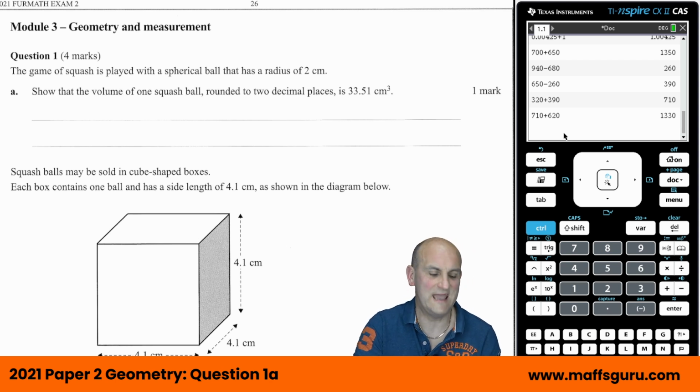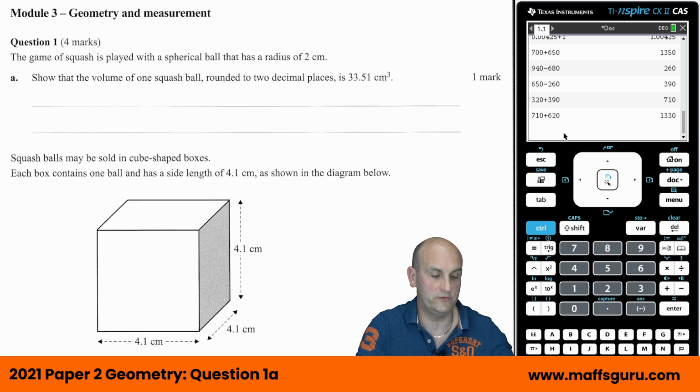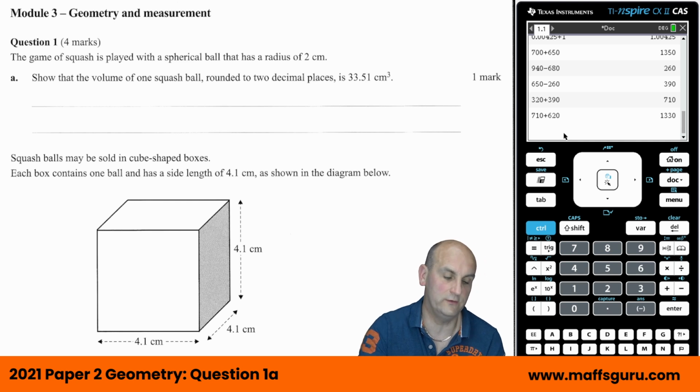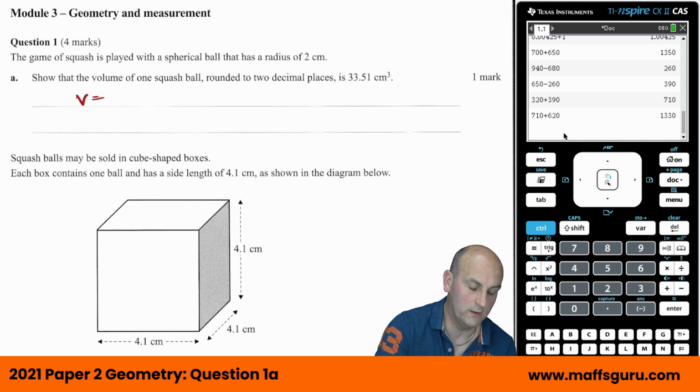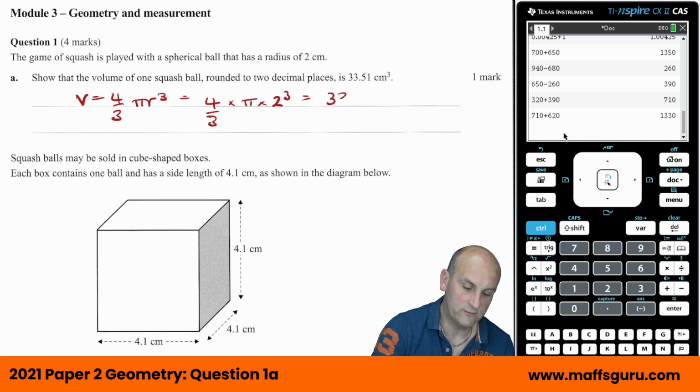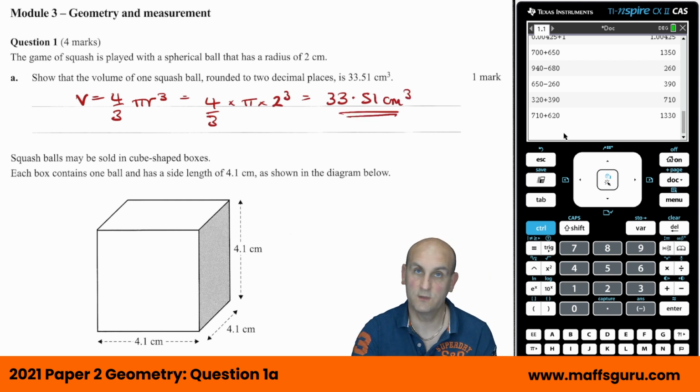All right. Geometry and measurement. The game of squash is played using a spherical ball that has a radius of 2 centimeters. Show the volume of one squash ball rounded to 2 decimal places. Well, I know the volume of a sphere is given by 4/3 pi r cubed, which is 4/3 times pi times my radius of 2 cubed. And again, not putting these in my calculator, that actually came out to be 33.51 centimeters cubed.